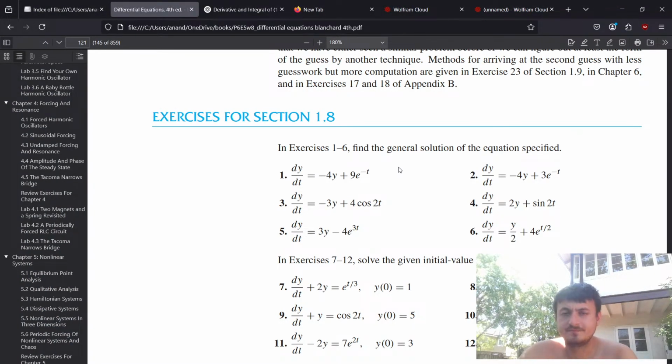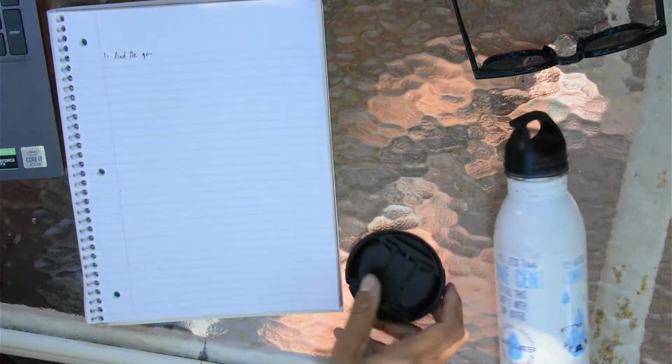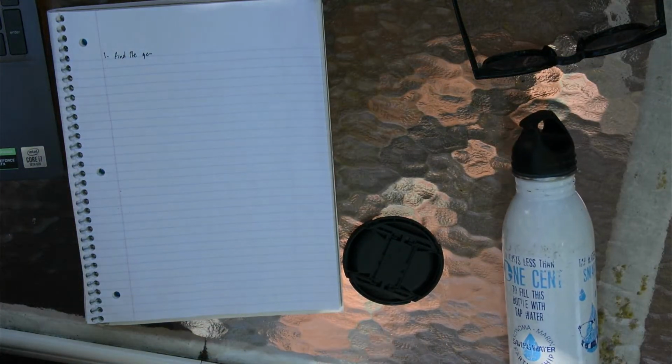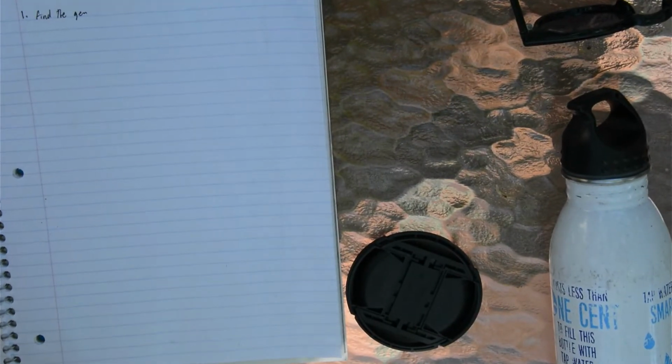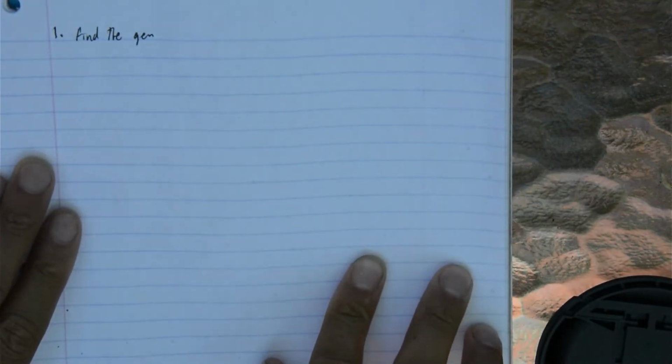Problem 1. Find the general solution. All right, since I set this up, let's do this thing. Wait, we want to get this like this.